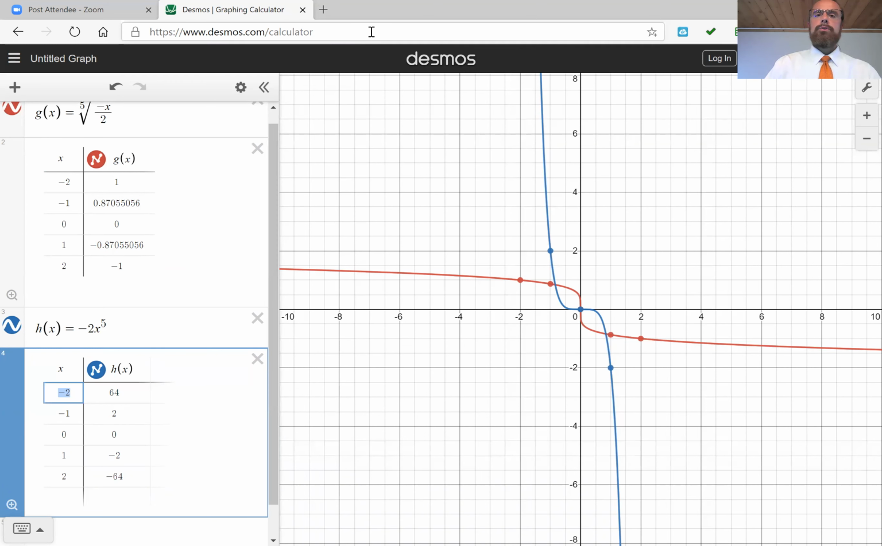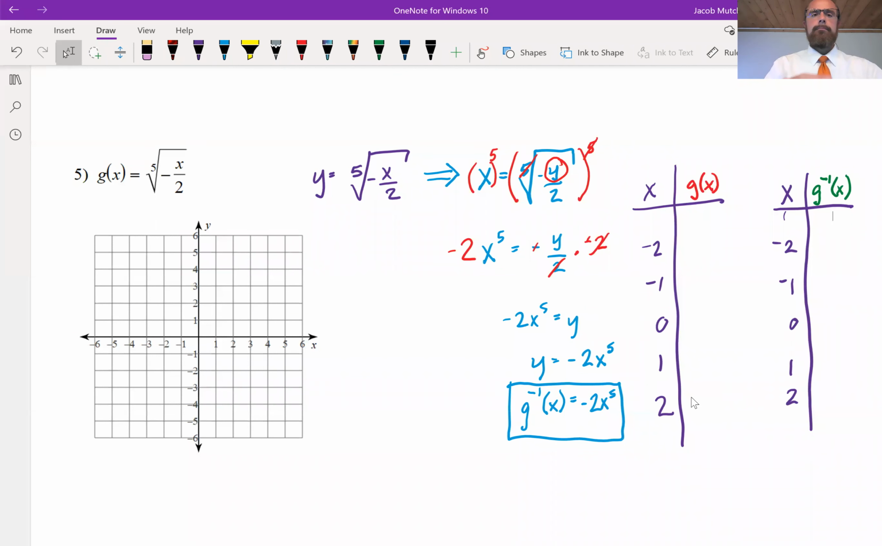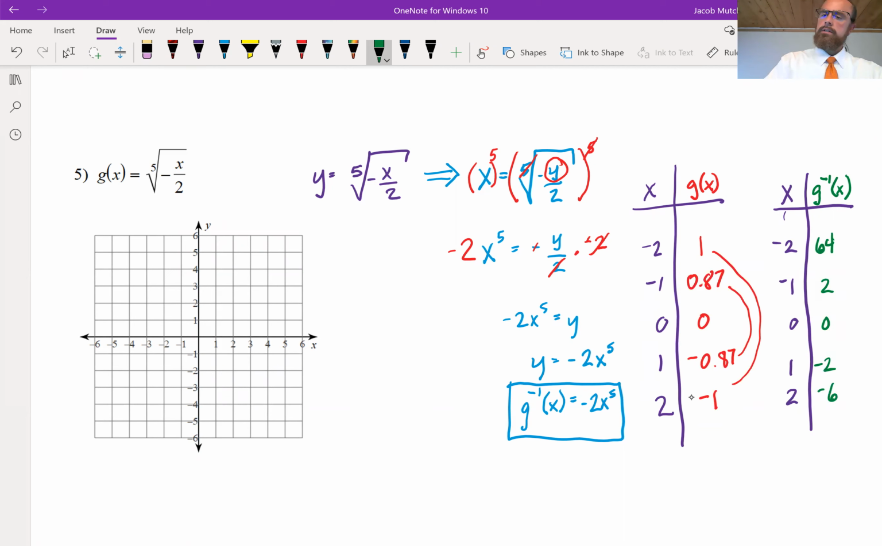So with those tables written down, I'm going to head back to the notes screen to reproduce them there. So just to remind, it was -2, 1, -1, 0.87, the origin. And then watch the symmetry, shows that clear odd symmetry where these values are the same numbers but opposite signs. Let's put our values for the inverse. So it's 64, 2, the origin, -2, -64. Same pattern here, shows that odd symmetry.